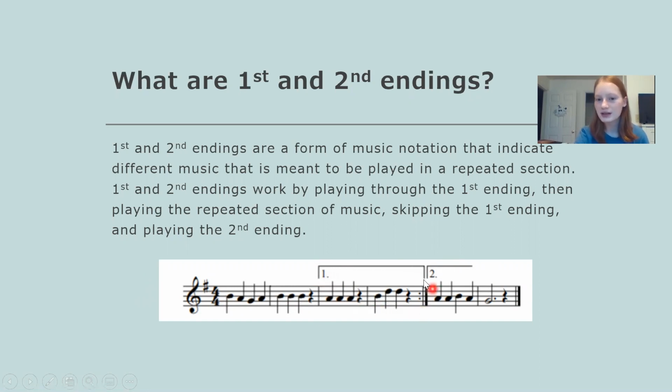And then you take the repeat and go back to the beginning, and you play again measures 1 and 2, but instead of playing the first ending, you're going to jump over it and play straight through to the second ending, and you're going to play the second ending until the end. So again, you go beginning through the first ending, take the repeat back to the beginning, and then you play, skip over the first ending, and play the second ending until the end.